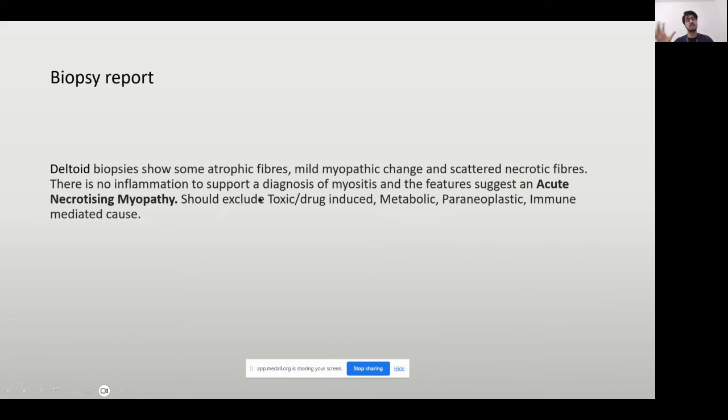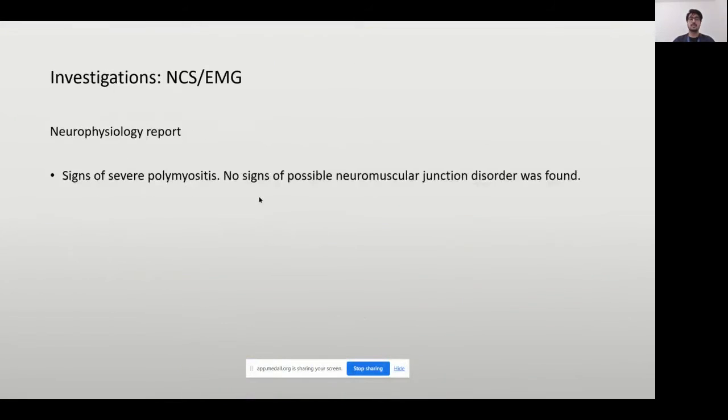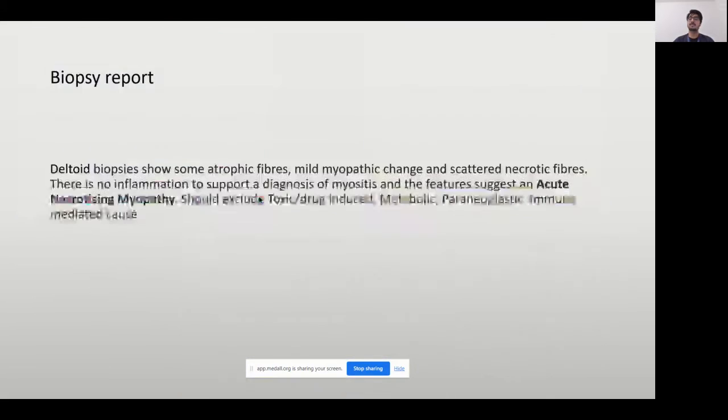So initially we thought it could be polymyositis. Now the biopsy has come out to be something totally different. There's acute necrotizing myopathy and no signs of inflammation were found. So it means that what we found on the nerve conduction studies was different from what we found on the biopsy report.